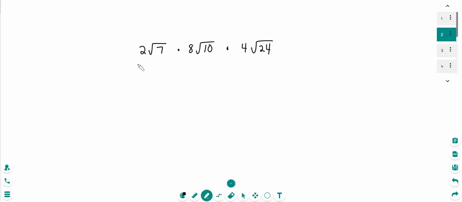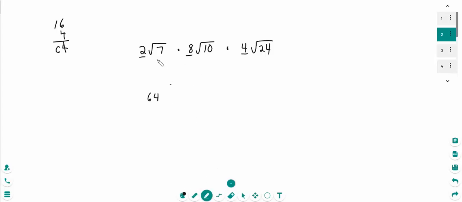All right, so again, we will just start by multiplying all of our coefficients, our numbers outside of the radicals. So we have 2 times 8 is 16. 16 times 4 is what? 64. Yeah, 64. So that's just our coefficients.